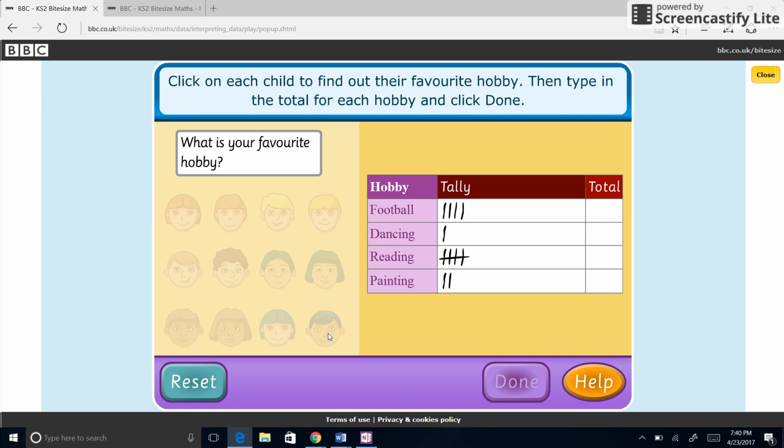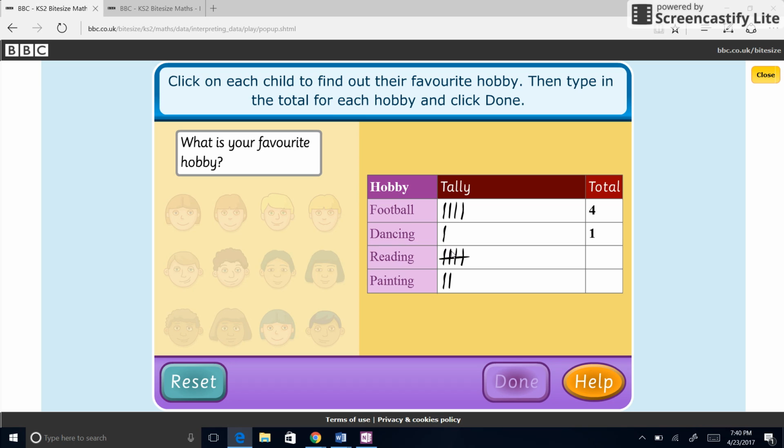So our tally chart, our frequency table, is now done. We're going to go 1, 2, 3, 4 students who liked football. That means we're going to go all the way to the total, and we're going to type in 4. We're going to keep doing this for each one to find out the total amount of students who liked a specific hobby. So dancing only had 1 tally. We're going to type in a 1.